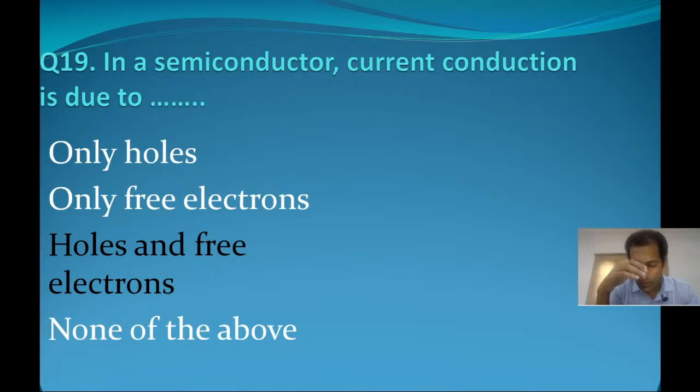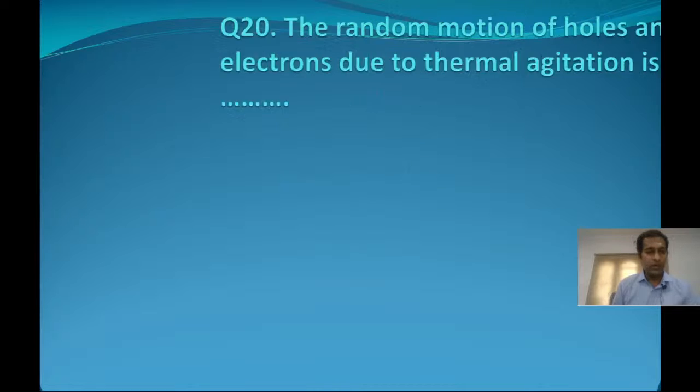Free electrons and holes, both of them contribute in the flow of current. We have seen the virtual concept of hole current. When electrons move from left to right, that means they are jumping from one place to another place. So we feel that holes are moving in the opposite direction. So the answer is both electron and hole.